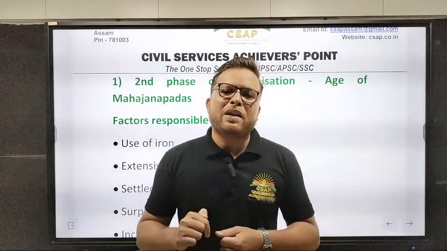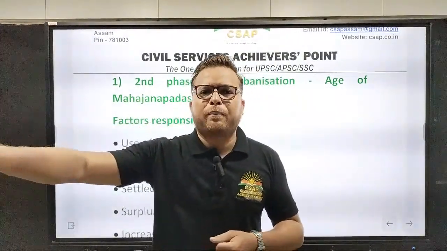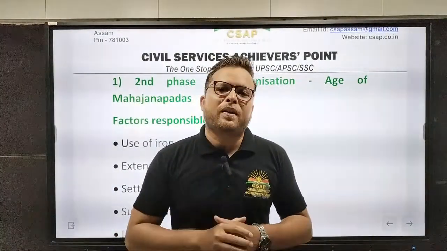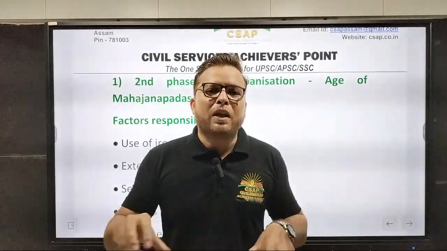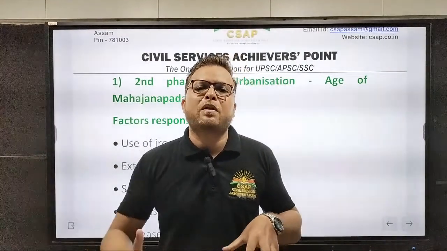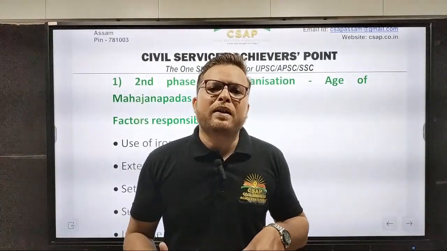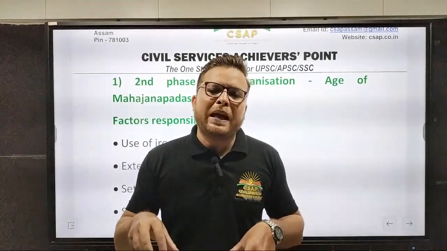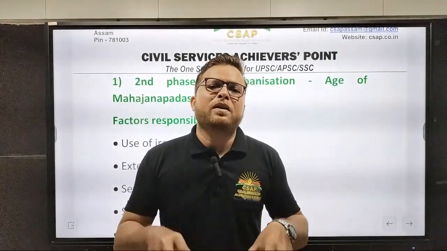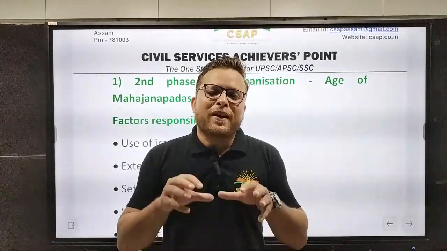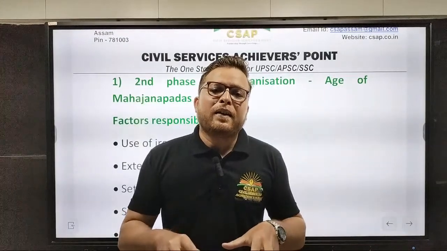Now what happened during the age of Mahajanapadas? Iron had been discovered already, but what is the difference? Although iron was discovered during the later Vedic period, people were not using iron implements in agriculture. They were using iron for different purposes, for example to make weapons of war. But from the age of Mahajanapadas, people will start using tools made of iron in agriculture.